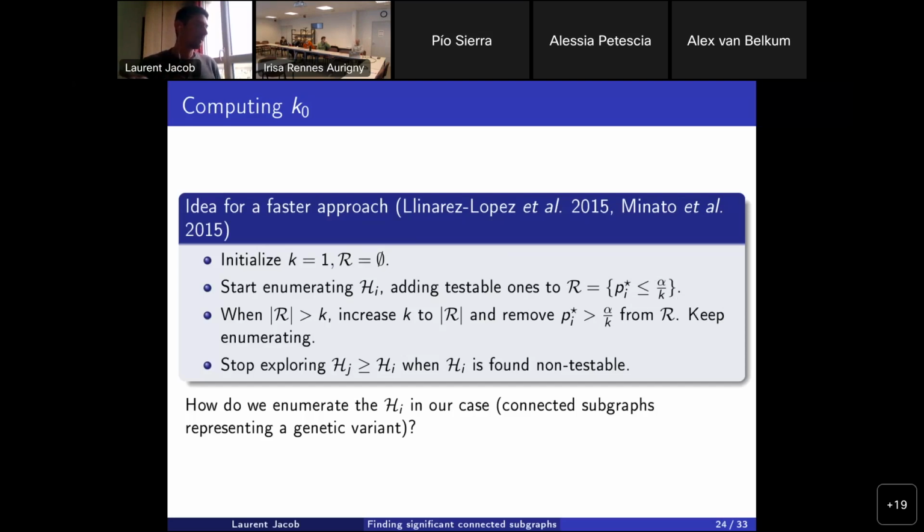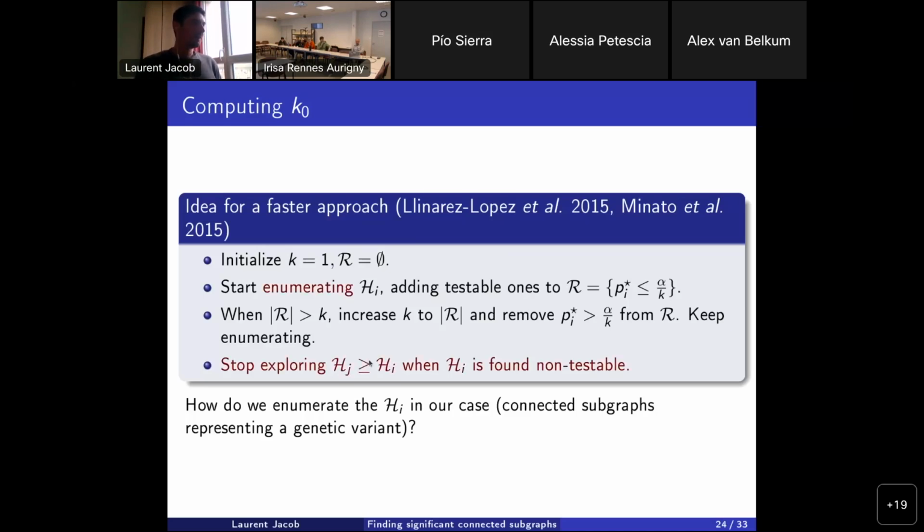And in addition to that, the big interest of this is that you can stop exploring when you find a hypothesis that's not testable. You can stop exploring all the ones that come after that are larger in the sense that their minimal p-value is necessarily larger.